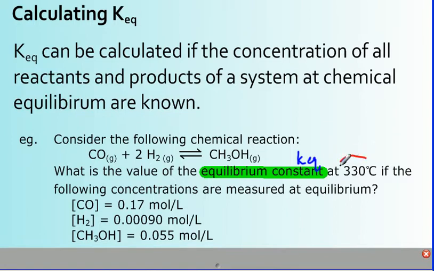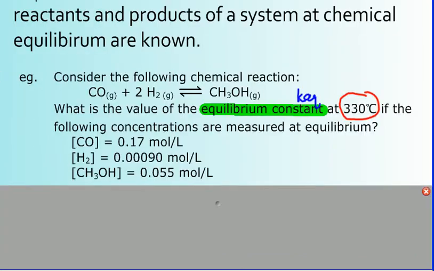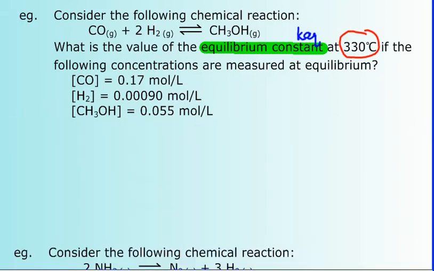The temperature is 330 degrees Celsius, which I mentioned in an earlier lesson isn't important for solving the problem, except that KEQ will be different at different temperatures. If this was done at a different temperature, we would probably get a different answer for KEQ, but we don't use that in our calculations. We're going to calculate that constant at this temperature if the following concentrations were measured for carbon monoxide, hydrogen, and methanol. So we start by writing an equilibrium constant expression.